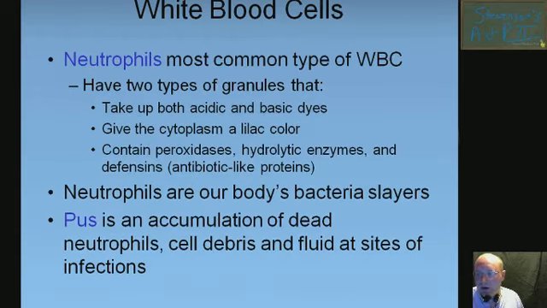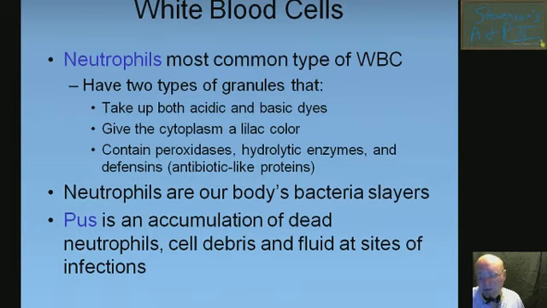Neutrophils are the most common type of white blood cell, and they have two different types of granules that take up both acidic and basic dyes. They give the cytoplasm a lilac or purplish color, and they contain peroxidases, hydrolytic enzymes, and defensins, which are antibiotic-like proteins. Okay, and neutrophils are our body's bacteria slayers. They are the bacteria killers out there.